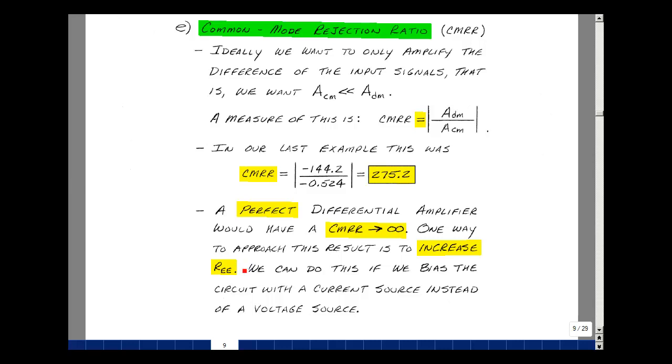One way to increase the value of this is not to use a voltage source for biasing with a resistor, but to use a current source. We'll take a look at it in the next video. This is a basic differential amplifier.